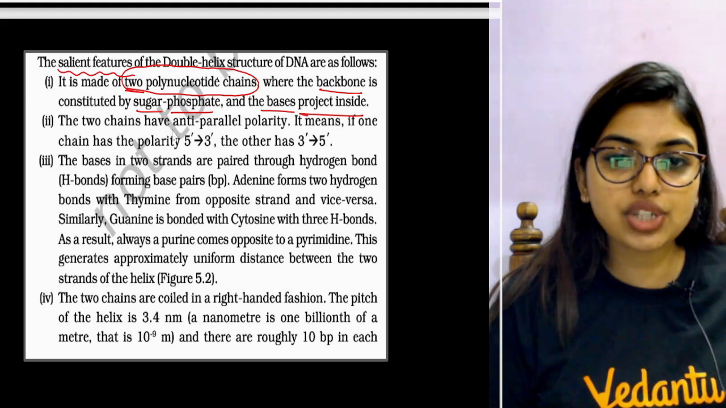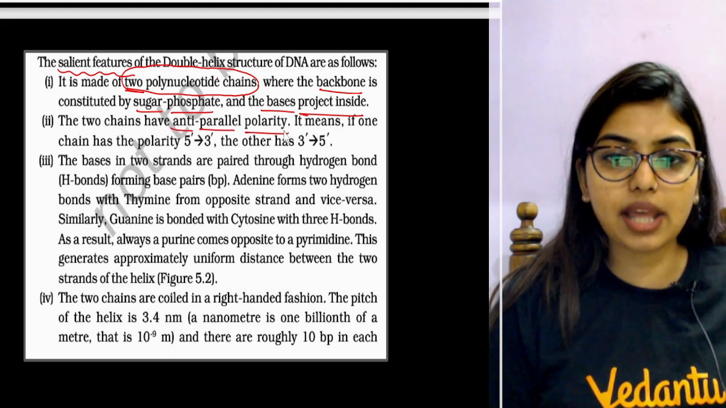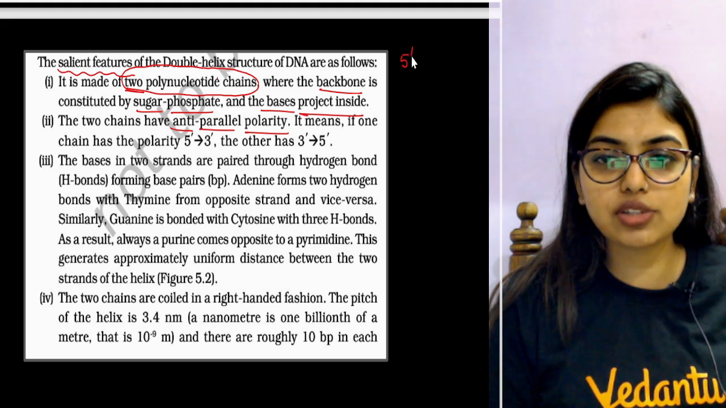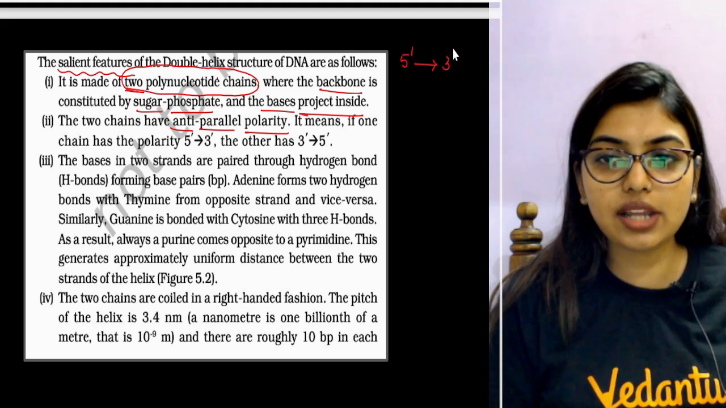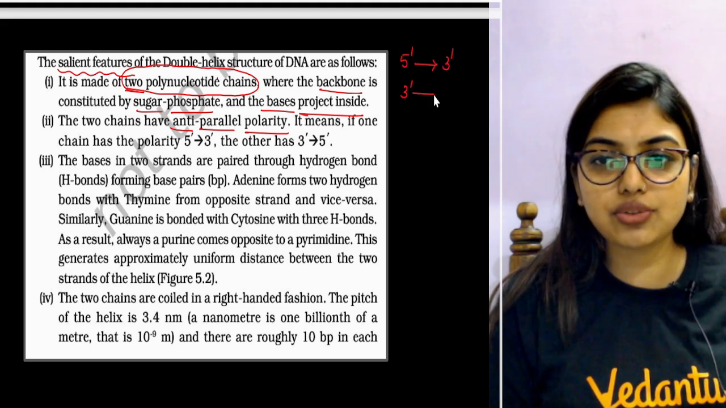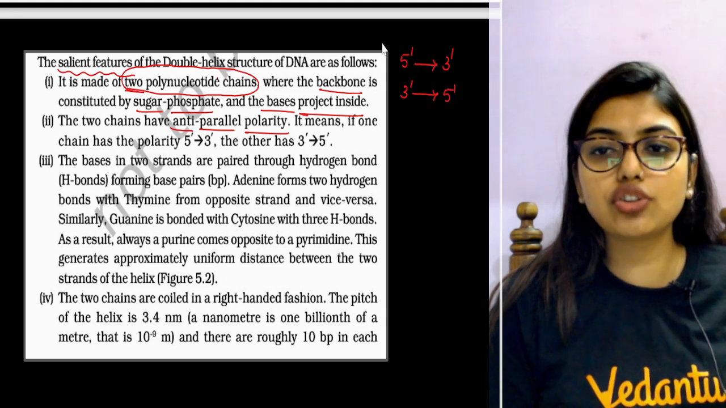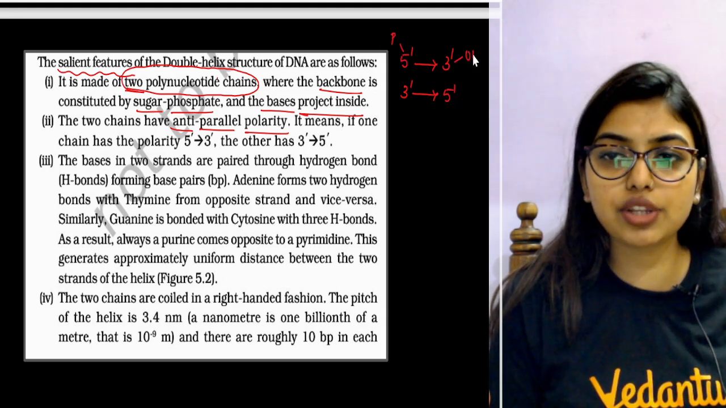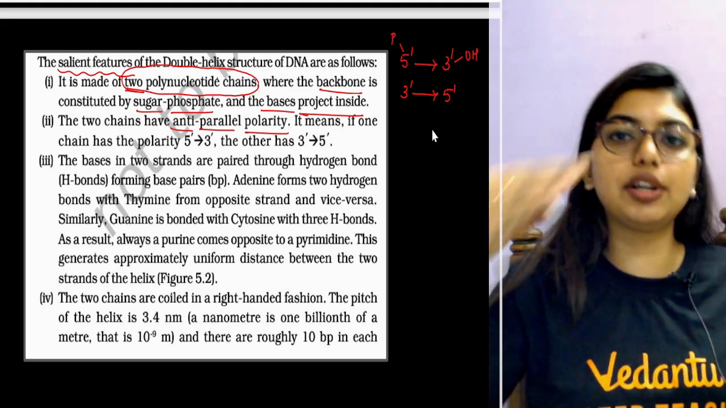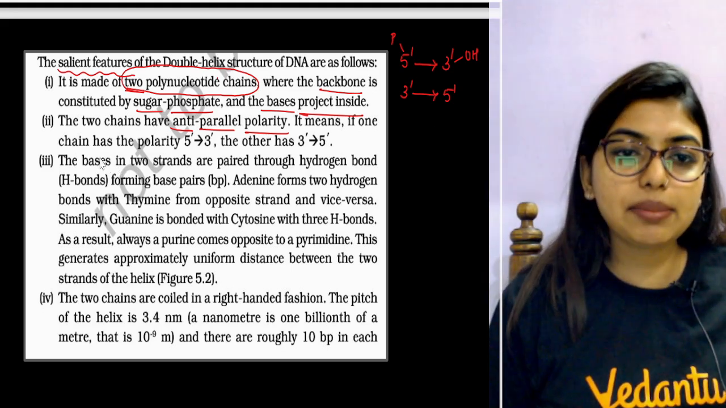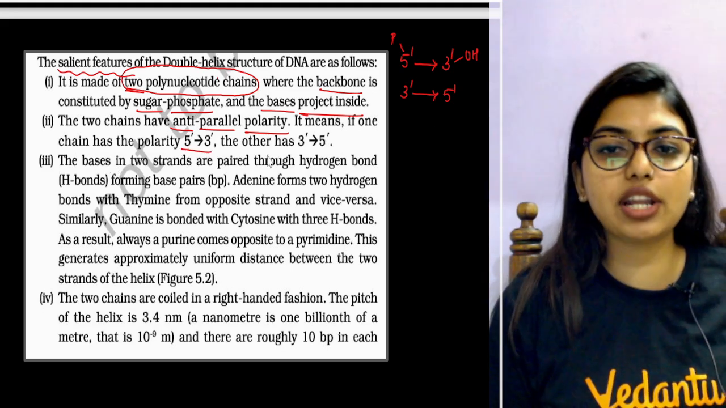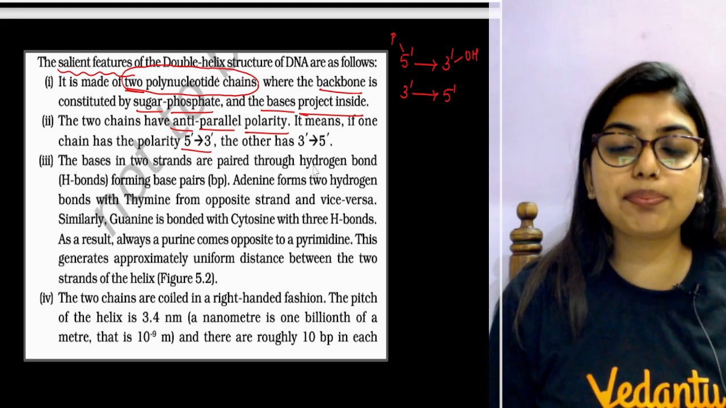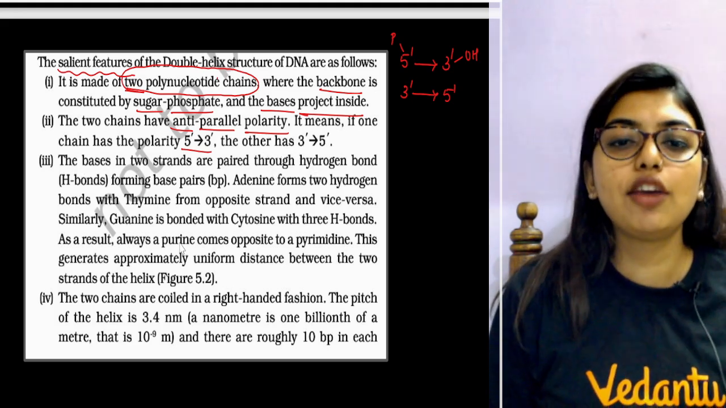The two chains have anti-parallel polarity. That means if one is going from 5 dash to 3 dash, the other one will go from 3 dash to 5 dash. This is because of the free ends: here there is a free phosphate group end, and here there is a free OH group end. The same way, this keeps continuing when the binding happens. The bases in the two strands are paired through hydrogen bonds, forming the base pairs.